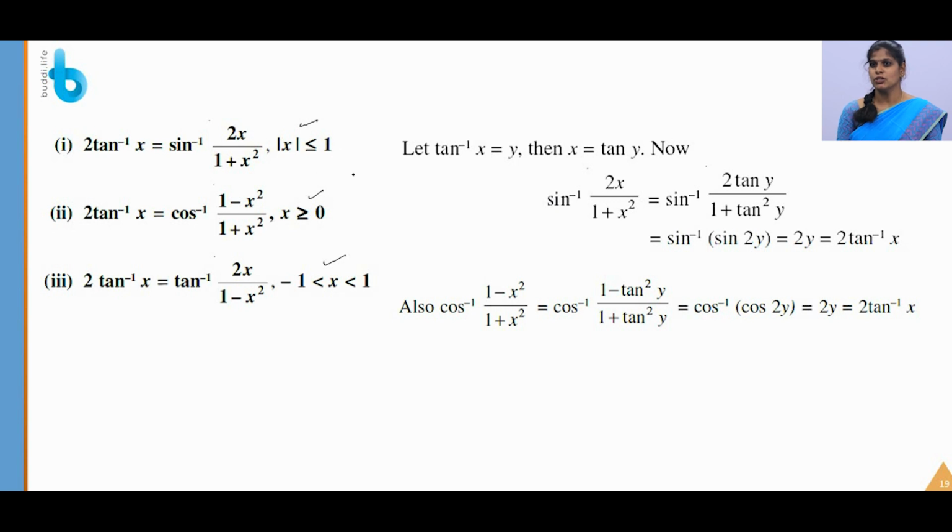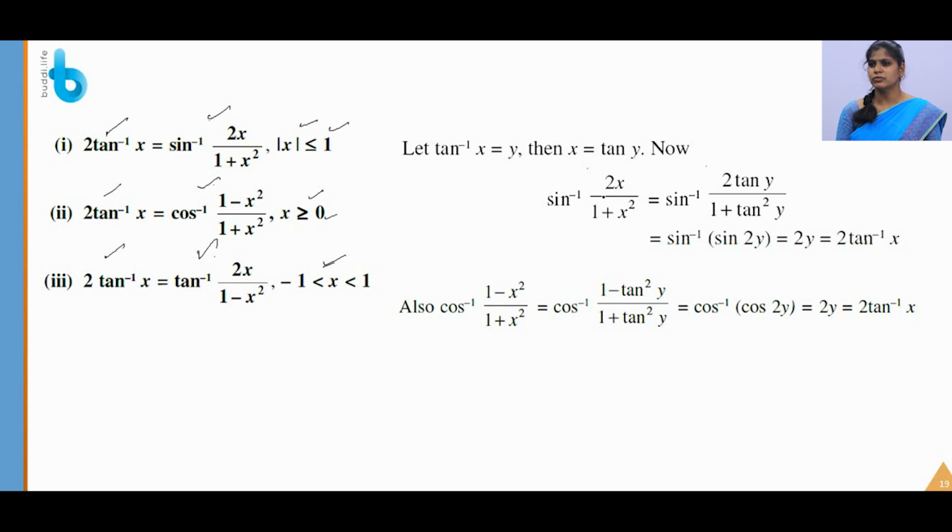Okay, we will just prove this now. For all these properties, the left hand side is the same, whereas the right hand side differs according to the x values. We will first see the first one. Let tan inverse of x equal to y. Then x equals tan y.